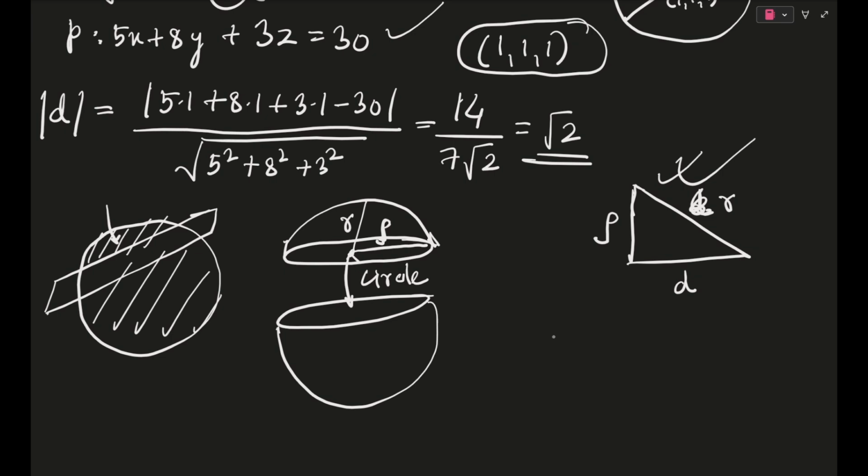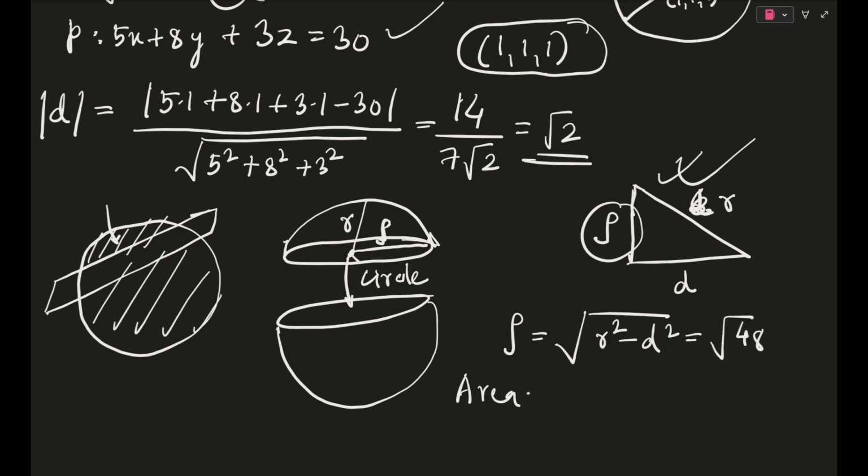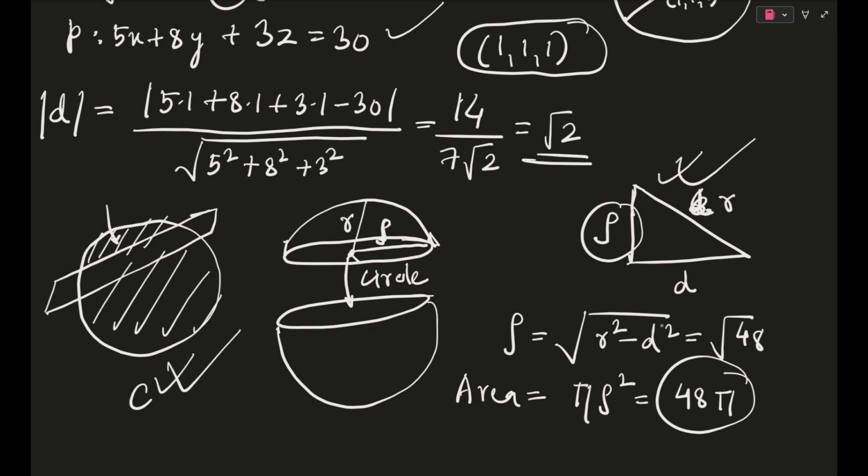If you find out rho, then the area of the circle will automatically come, because rho is the radius of that circle. So rho, from Pythagoras theorem, will be root of r square minus d square. It comes out to be root 48. So the area of your circle will become pi rho square, or rather 48 pi, which means option C was also correct. So this is gradually going towards all correct, but anyway, we still need to check option D. So let's move on.